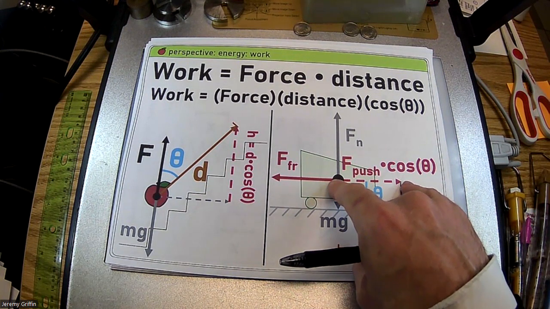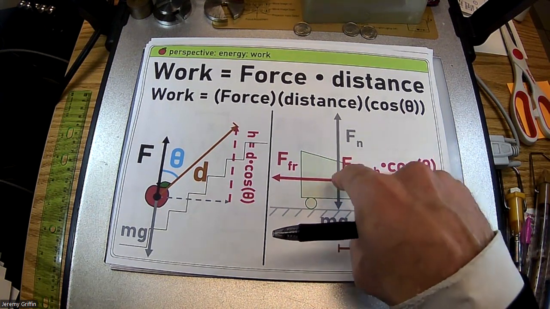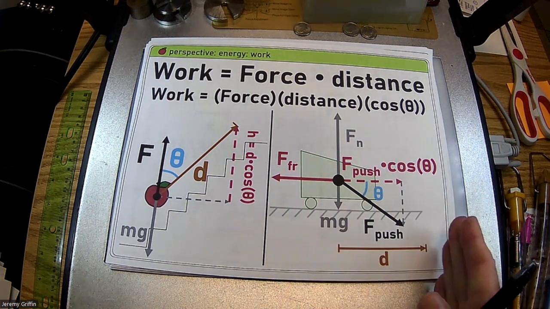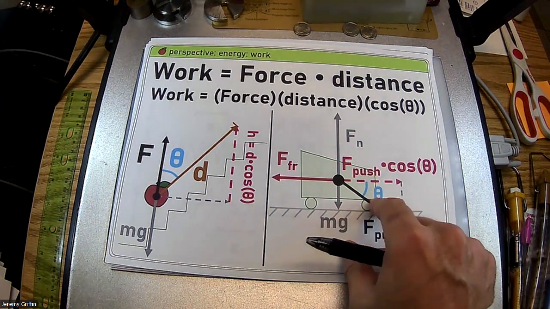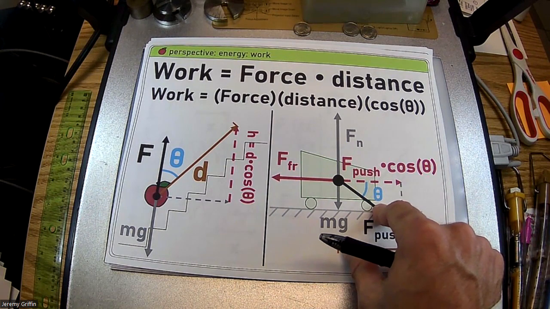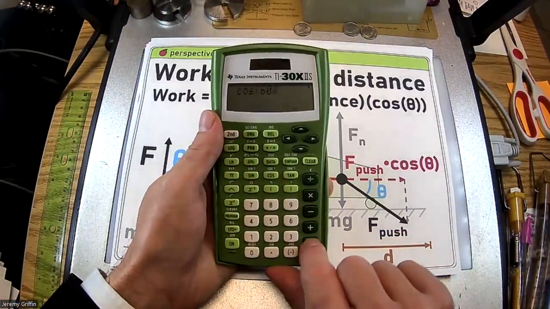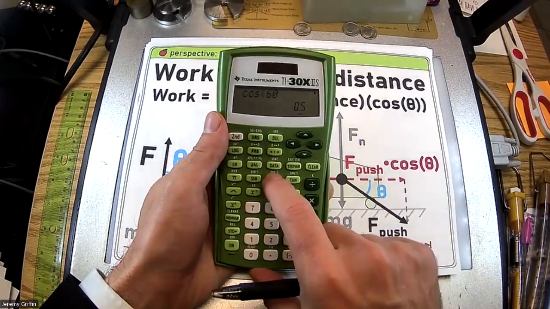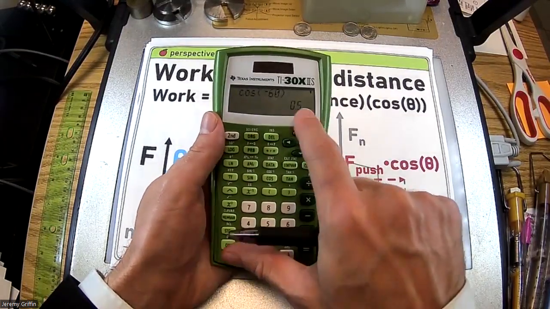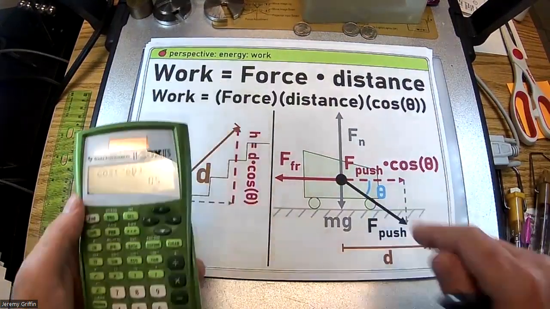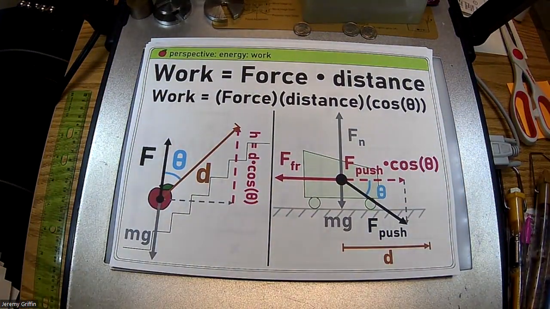So I can say that the work I did pushing the cart is F push times cosine theta, playing off the angle theta, times however far the cart moved. Got a question earlier today: does it matter that this angle is negative? You guys know cosine of 60 degrees is 0.5. Cosine of negative 60 degrees is also 0.5. So cosine of a positive or negative angle makes no difference. Okay, so a little side thought there.